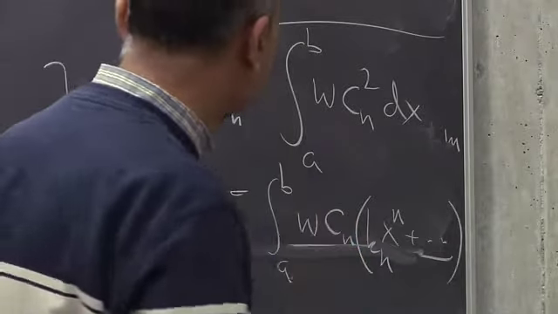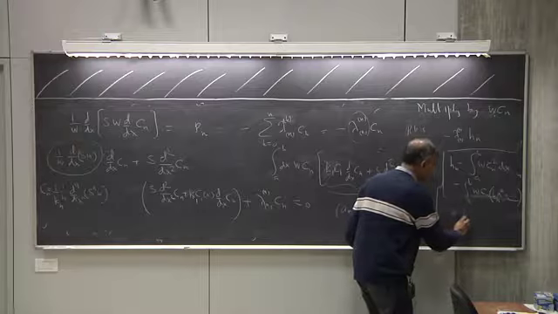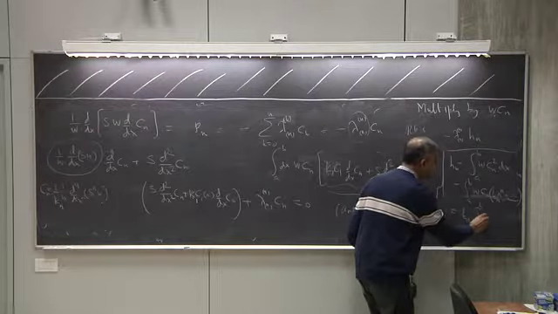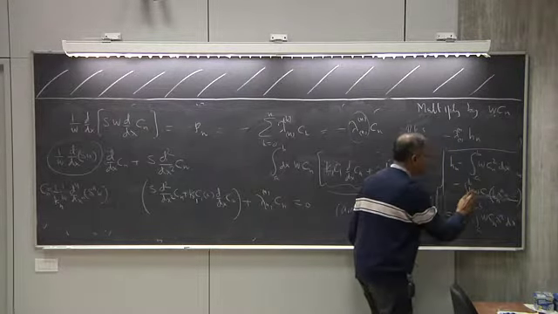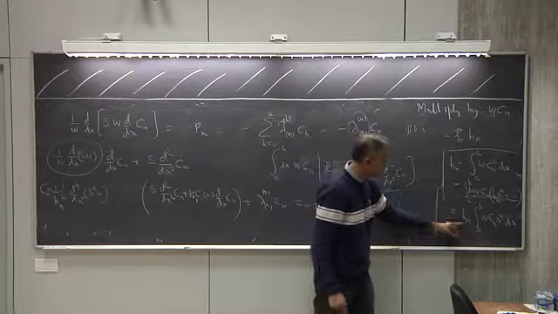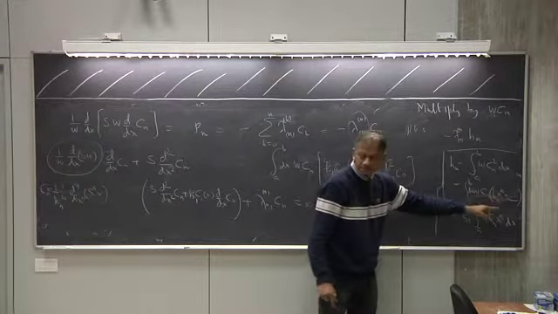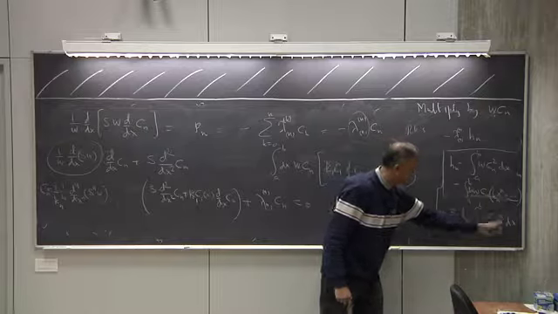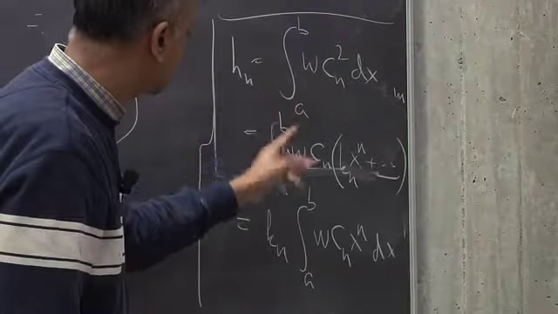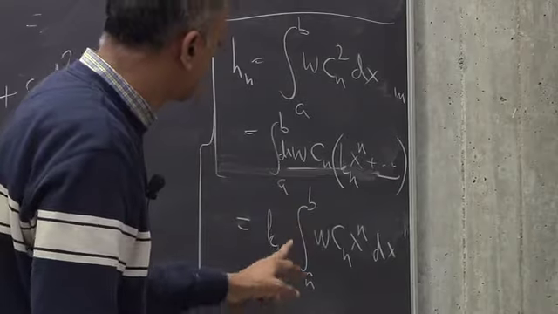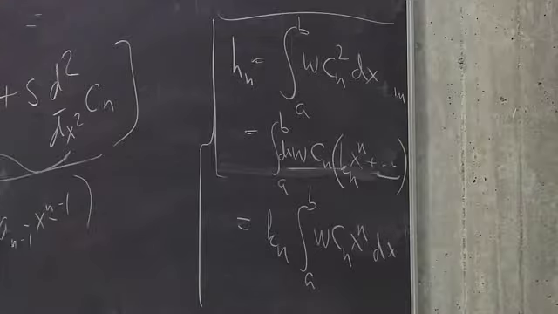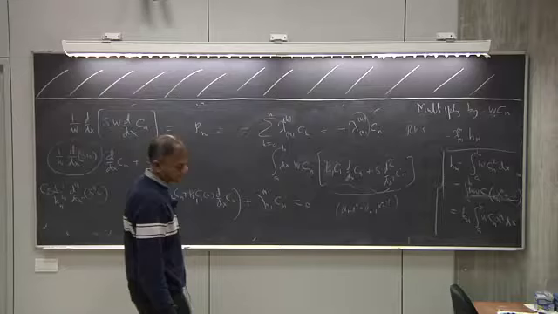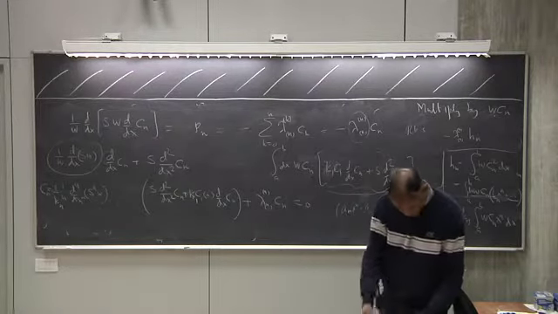So in fact the left hand side is equal to simply Kn times the integral from a to b of w Cn x to the n dx. That is what it is. Hn is equal to Kn, the coefficient of the x to the n term in the Cn, times this integral. Of course, since this is not 0, what this is saying is that neither that is 0 nor this integral is 0.